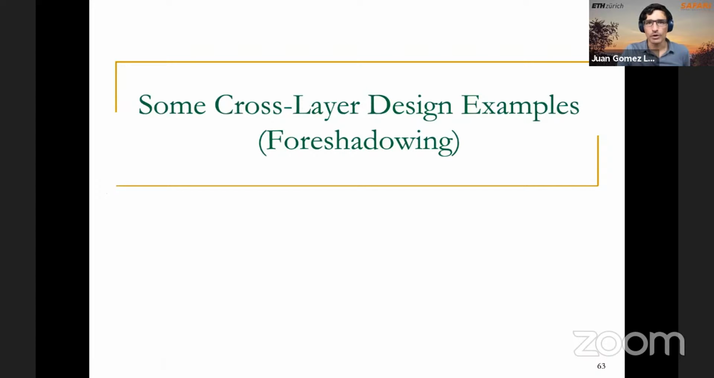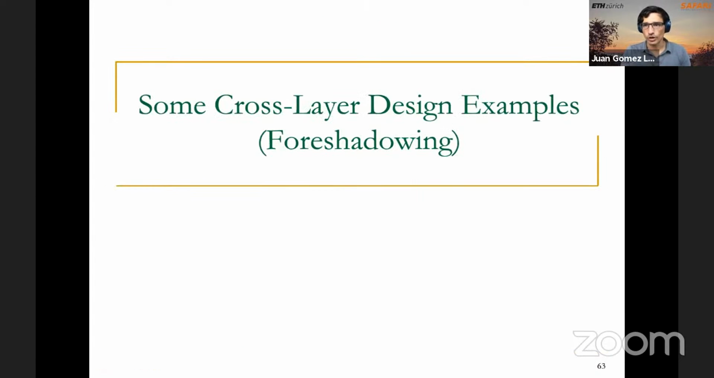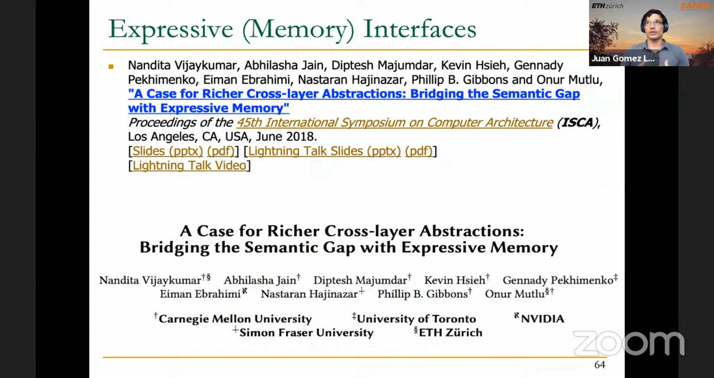So again, the expanded view of computer architecture. And actually, I'm going to start giving you some research examples of how this can be enabled, how we can enable seamless communication across layers. One of the ideas that have been proposed by students of our group is the design of cross-layer abstractions that allow the system to expose certain characteristics of the hardware to the upper layers of the stack.